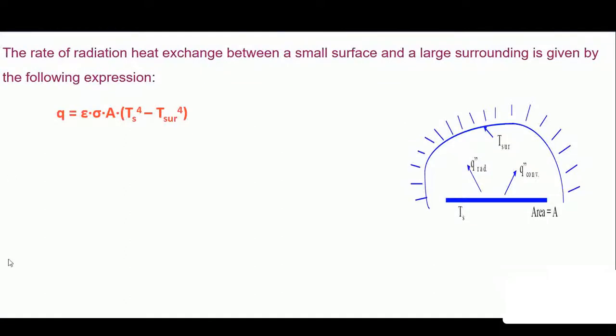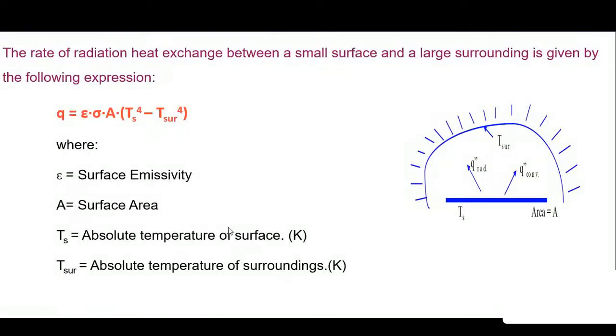So what is the net radiation heat exchange between a small surface and a very large surface? It is given by epsilon sigma As into Ts raised to power 4 minus T surrounding raised to power 4. These are the things in this equation.